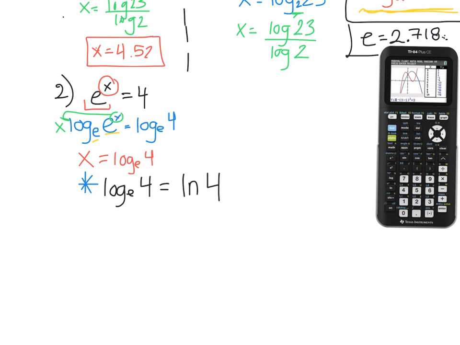So that means in your calculator, all you have to do is type ln, and when you do that, it'll allow you to type in the number 4, and then you can solve. So x equals natural log of 4, which is about 1.39 for this problem.